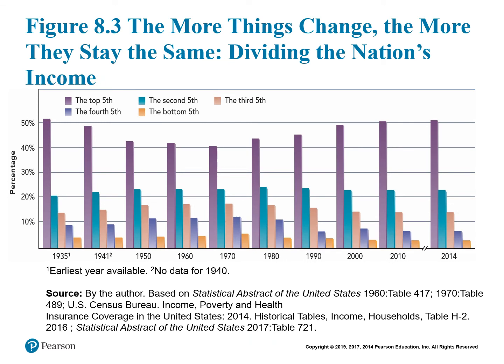Furthermore, if we were to divide the U.S. population into five equal groups and rank them from lowest to highest based on income, that would be illustrated in this table. The more things change, the more they stay the same if we divide the nation's income. You see the top fifth is represented by that purple bar. Going back to 1935, we saw a dip in those bars, down to about 40% by 1960 and 1970, and then they started to rise up again. So we're seeing again an adjustment.